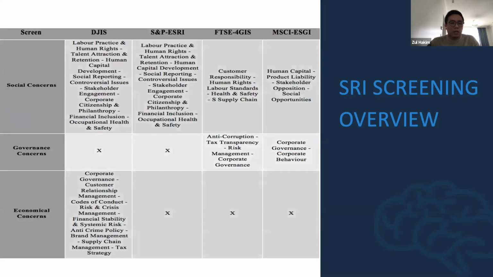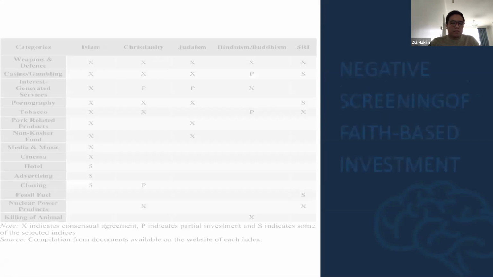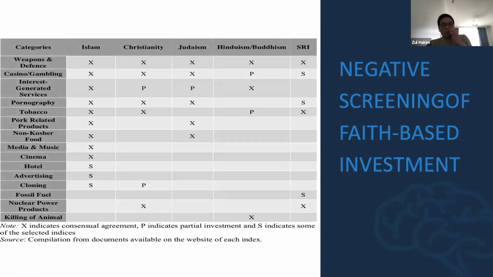Okay, this is another example of how they differ on the ESG criteria of different indices. Okay, as we mentioned before, on the notion of ethical responsible investment, from this table we can see that ethical responsible investment is not only unique to Islam. The underlying values of this moral investment are also shared across different religious traditions. Okay, here we can see the X indicates consensual agreement to exclude this sector, and P indicates partial investment, meaning some of them might say it's okay and some of them might say it's not okay.